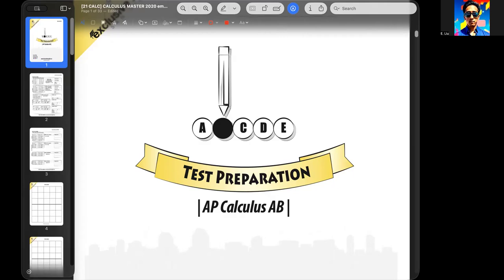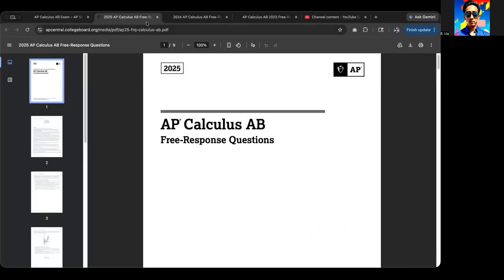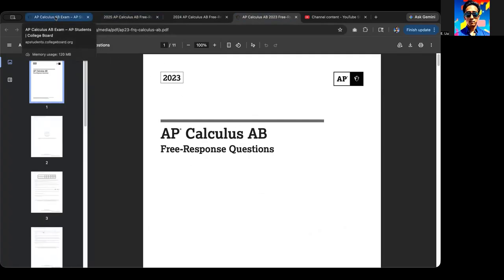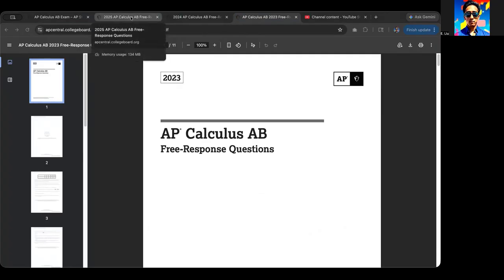Okay. So what I have here is the 2025, 2024, and the 2023 FRQs pulled up. You should be able to go onto your AP Central on College Board and pull up these under the free test practice section that they have on there. These free response questions are from the last 3 years.